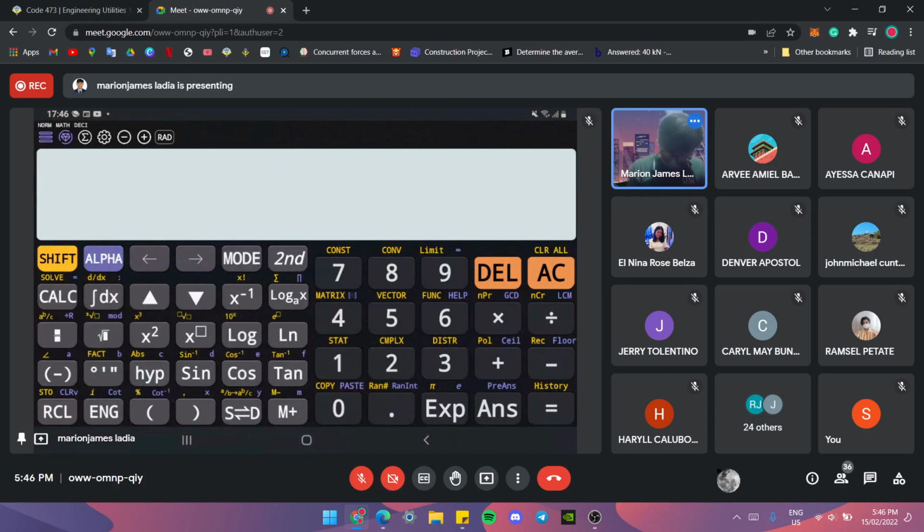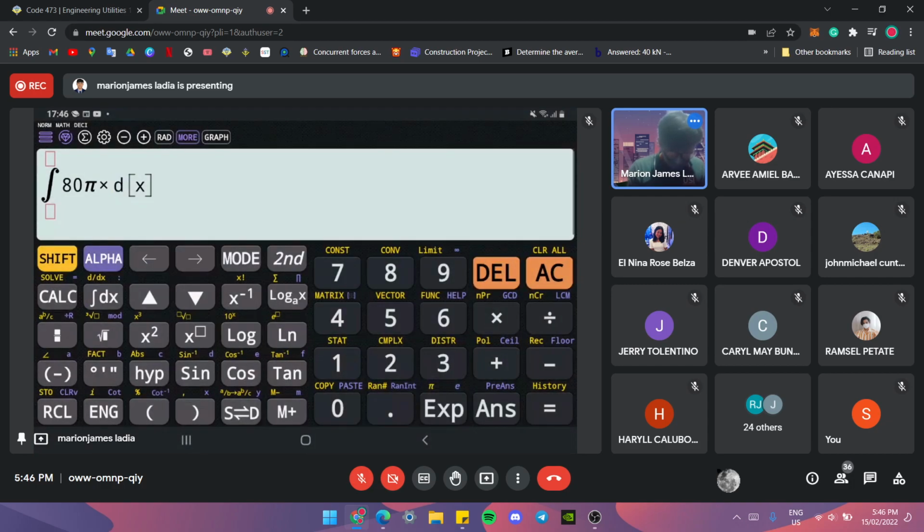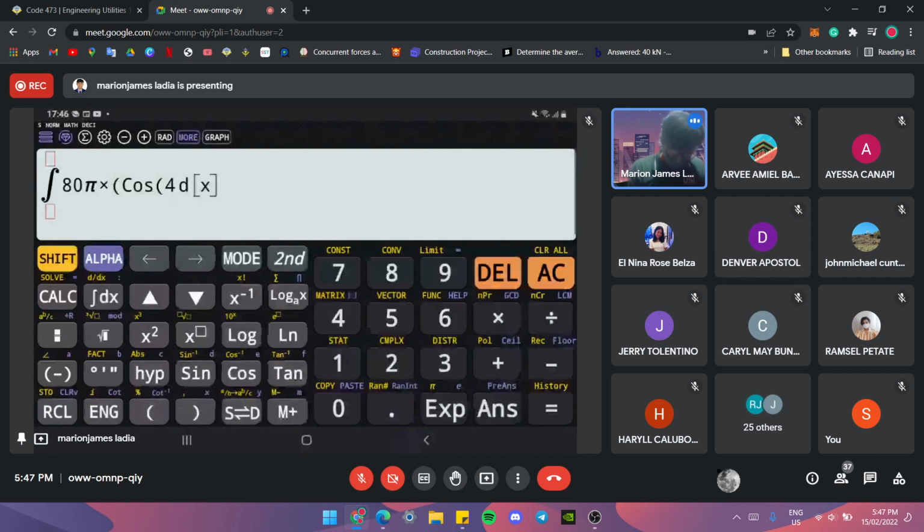Ito. Okay? From 80 shift pi multiplied by cosine 4 shift pi alpha x, squared. Okay? So pwede nyo lang gawin to sa 991 nyo pag multiple choice. Ha? So, yan.